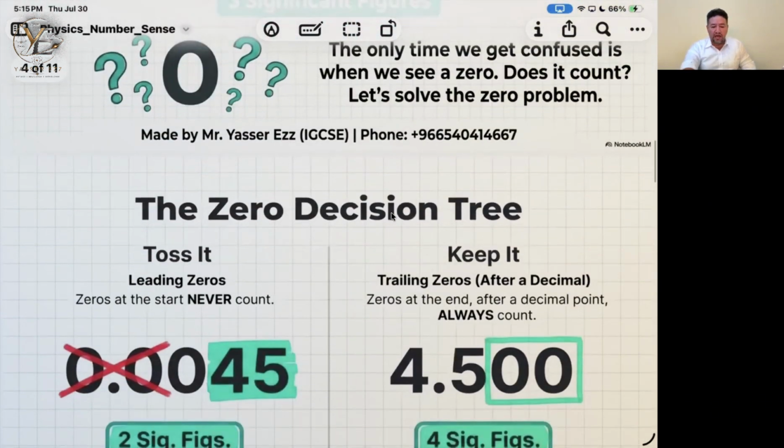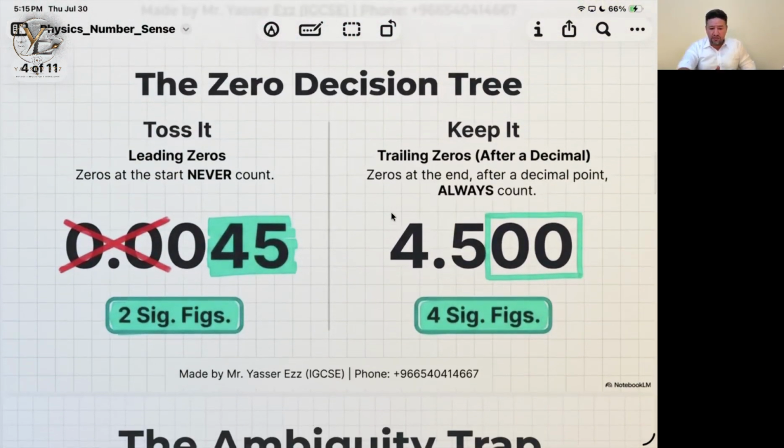The problem is with the zero. Zeros on the left are not counted. So here we have 0.0045. All the zeros on the left are not counted, and it is considered as two significant figures. The only figures we are going to count are 4 and 5. So it's two sig figs.